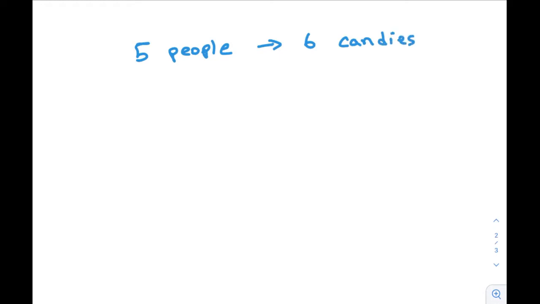So first, what does distinct and indistinguishable mean? That means the people, we know their names, so let's just label them A, B, C, D, and E. So this means we can differentiate between them. We know A is different than C and B is different than E. But the candies, indistinguishable, that means they're all the same, so you can't tell them apart. So it doesn't matter exactly which candy you give people.